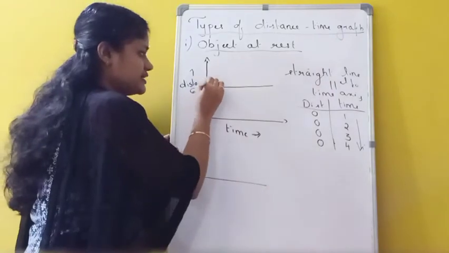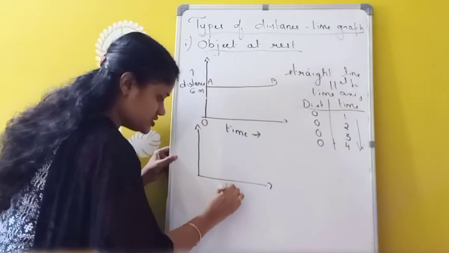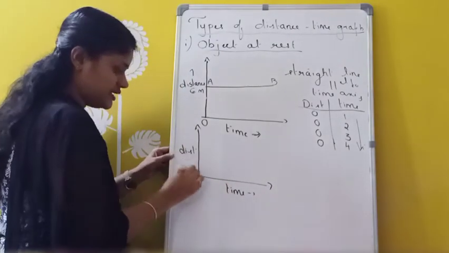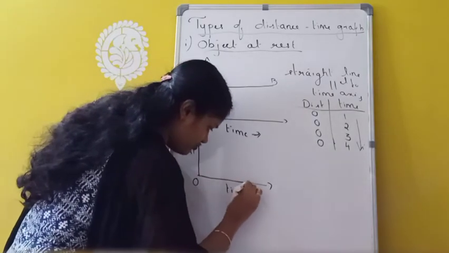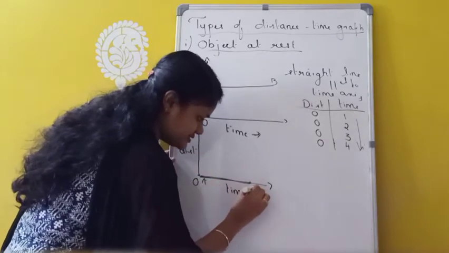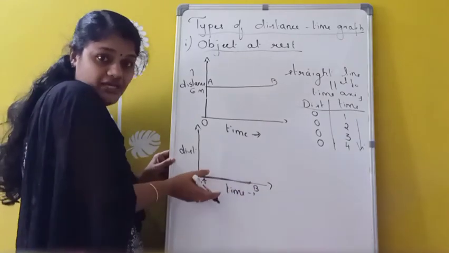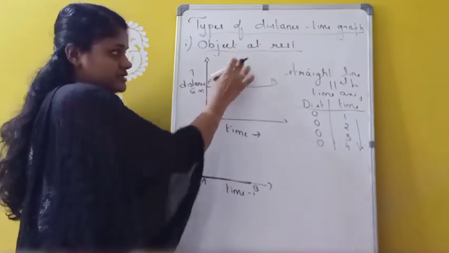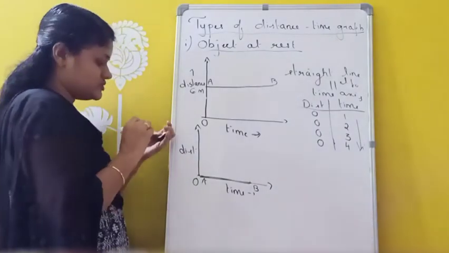So here this AB is the graph. So I am drawing a graph, time, distance. This is the origin. And now this object is at the origin itself. That means the graph will be along with which one? Along with the x-axis. So the graph will be along the x-axis, parallel to the x-axis, as well as going along the time axis. This is the graph for an object at rest. So it is a straight line parallel to which one? Time axis.